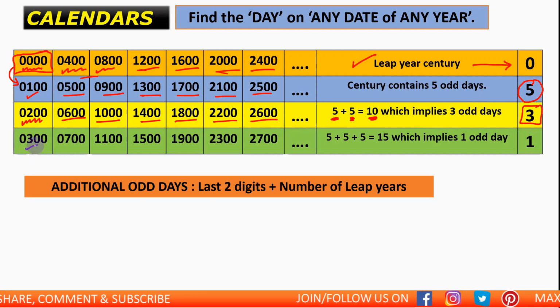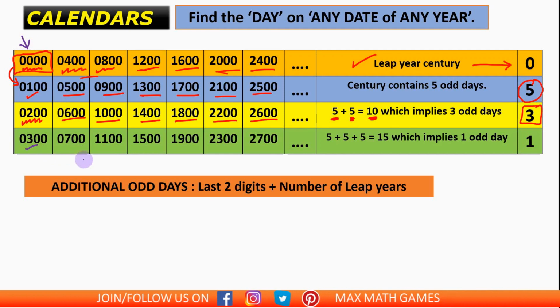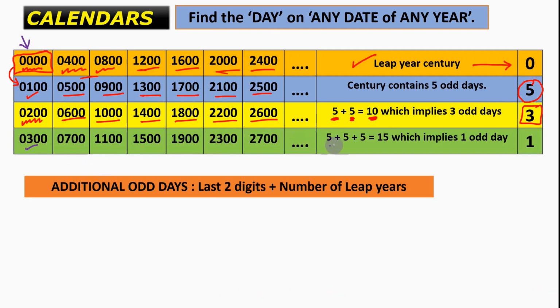Now the year 300 is 3 centuries away from 0000. So 3 centuries implies 5 plus 5 plus 5, that is equal to 15. And when 15 is divided by 7, it leaves a remainder 1, and hence the years 300, 700, 1100, 1500, 1900, 2300 and 2700 and so onwards will contain 1 odd day.